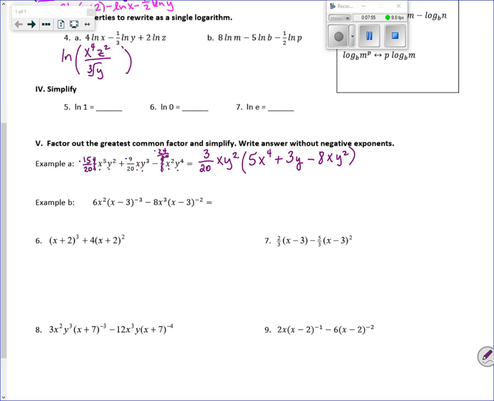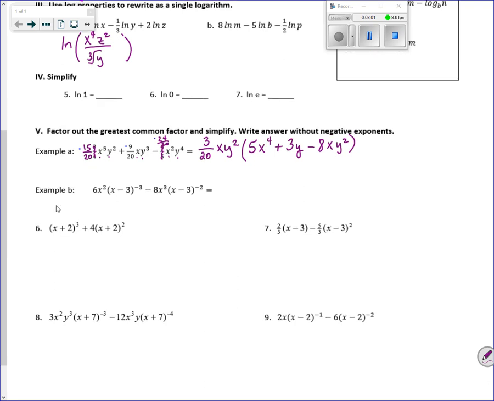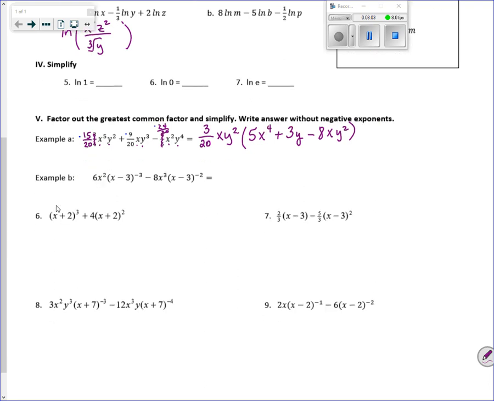But let me do example B. Okay, let's just kind of take everything separate. Number-wise, what number can I take out? What's the largest number that goes into 6 and 8? Well, that would be a 2. They both have an x, and in fact, I could do an x squared, could I not? They both actually have a factor of x minus 3.